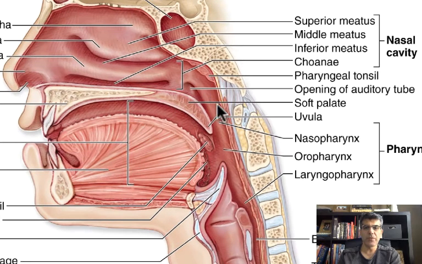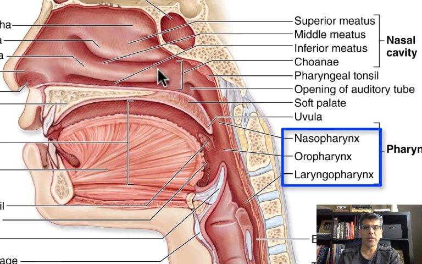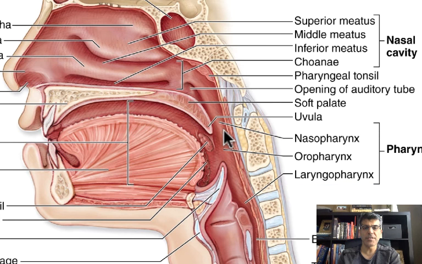Also recognize your pharynx is composed of three parts. The part of the pharynx that opens to the nose is called the nasopharynx. The part that opens to your mouth is called the oropharynx. And the part that opens to your larynx is called the laryngopharynx. So we have three parts.